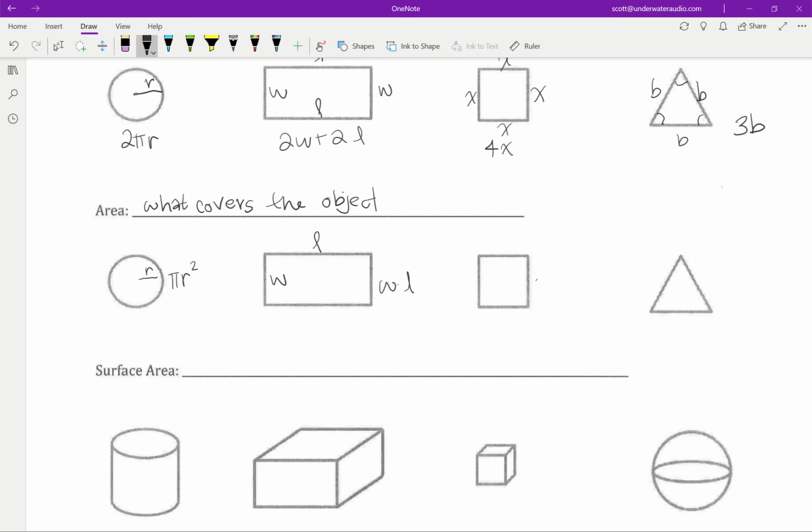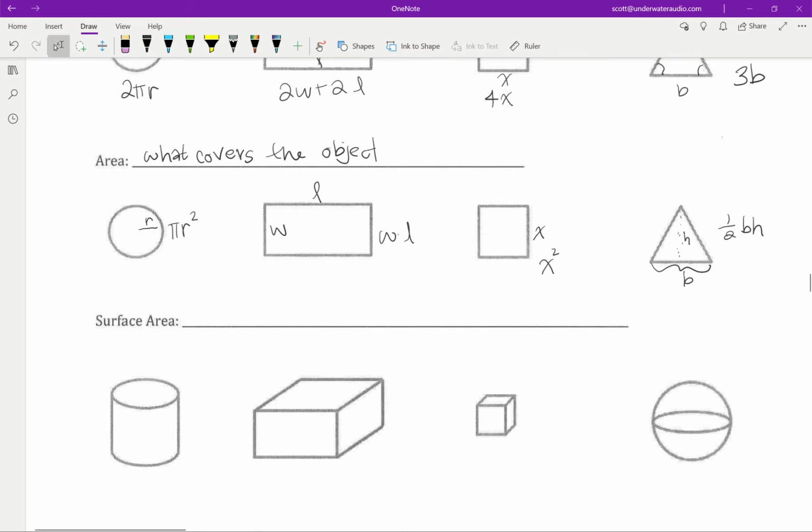And for a square, if one length is x, then they're all the same because it's a square, so the area is going to be x squared. And if we have a triangle like this with a base of b and a height of h, the area will be 1/2 base times height.